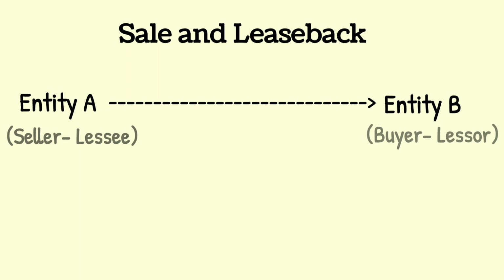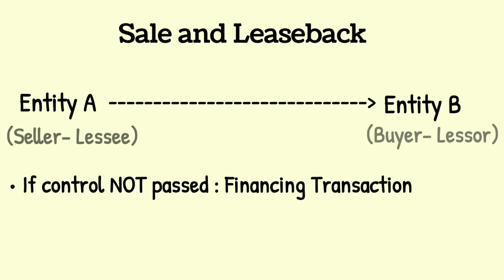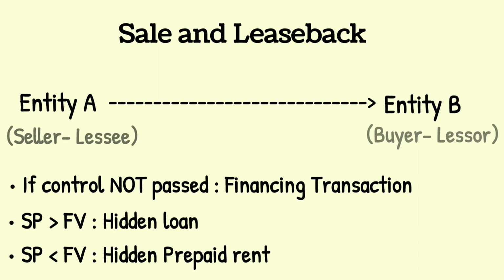If the control is passed from the seller to the buyer, then we will account for such a transaction as a sale and leaseback as per Ind AS 115. But if the control of the underlying asset is not passed to the buyer lessor, then such a transaction will be referred to as a financing transaction. When the sale and leaseback happens at off-market terms, that is, the selling price is not at par with the fair value of the asset, then there may be a hidden loan or a hidden prepaid rent. For such cases, there are certain adjustments required, which you will understand by solving a question given in the institute material. The same question was asked in November 2020 exams.